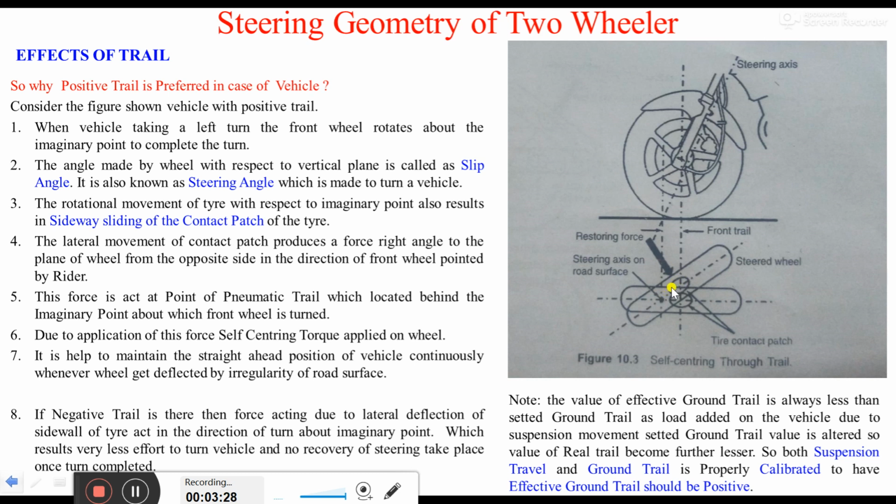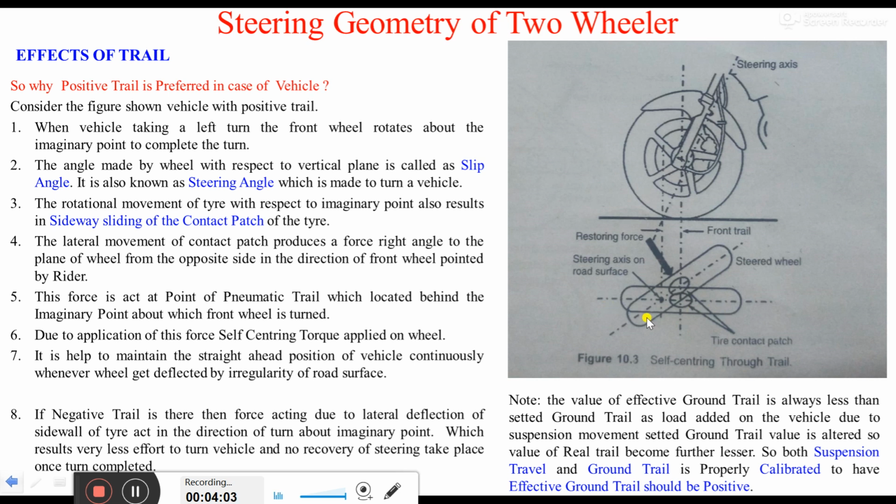So as soon as the left turn is completed and the driver is ready to make the tire go again to the straight ahead position, at that time this opposing force works together with the driver effort to make the tire straight about the imaginary point. Meaning, again about the imaginary point, this opposing force that was generated because of the tire flexibility helps the driver to make the tire go to the straight ahead position.